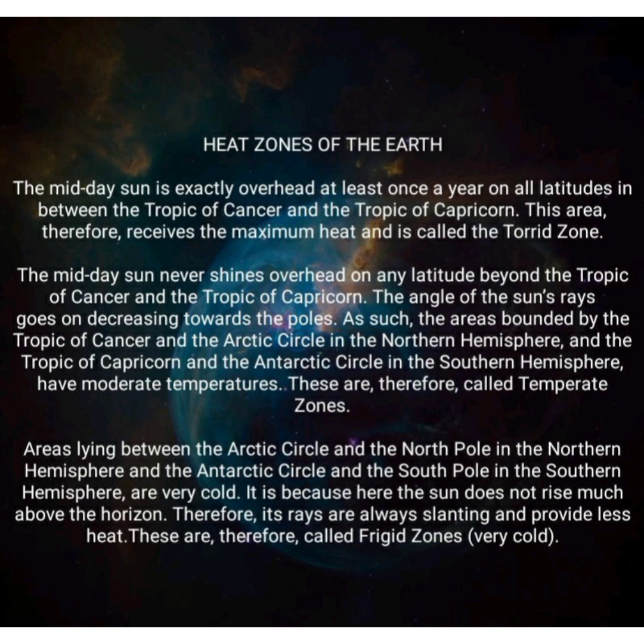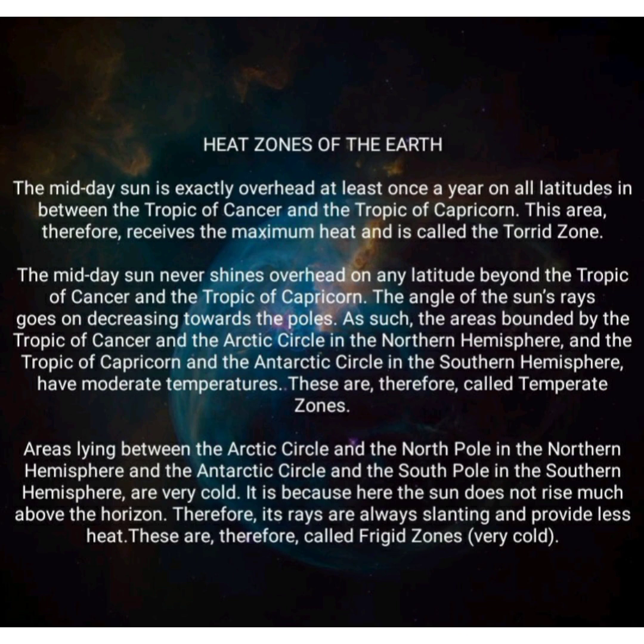The midday sun never shines over any latitude beyond the Tropic of Cancer and the Tropic of Capricorn. So the torrid zone was between the Tropic of Cancer and Tropic of Capricorn, and it receives the maximum heat. And what is the temperate zone? The temperate zone is the area of latitudes beyond the Tropic of Cancer and Tropic of Capricorn, and the angle of sun rays goes on decreasing towards the pole.